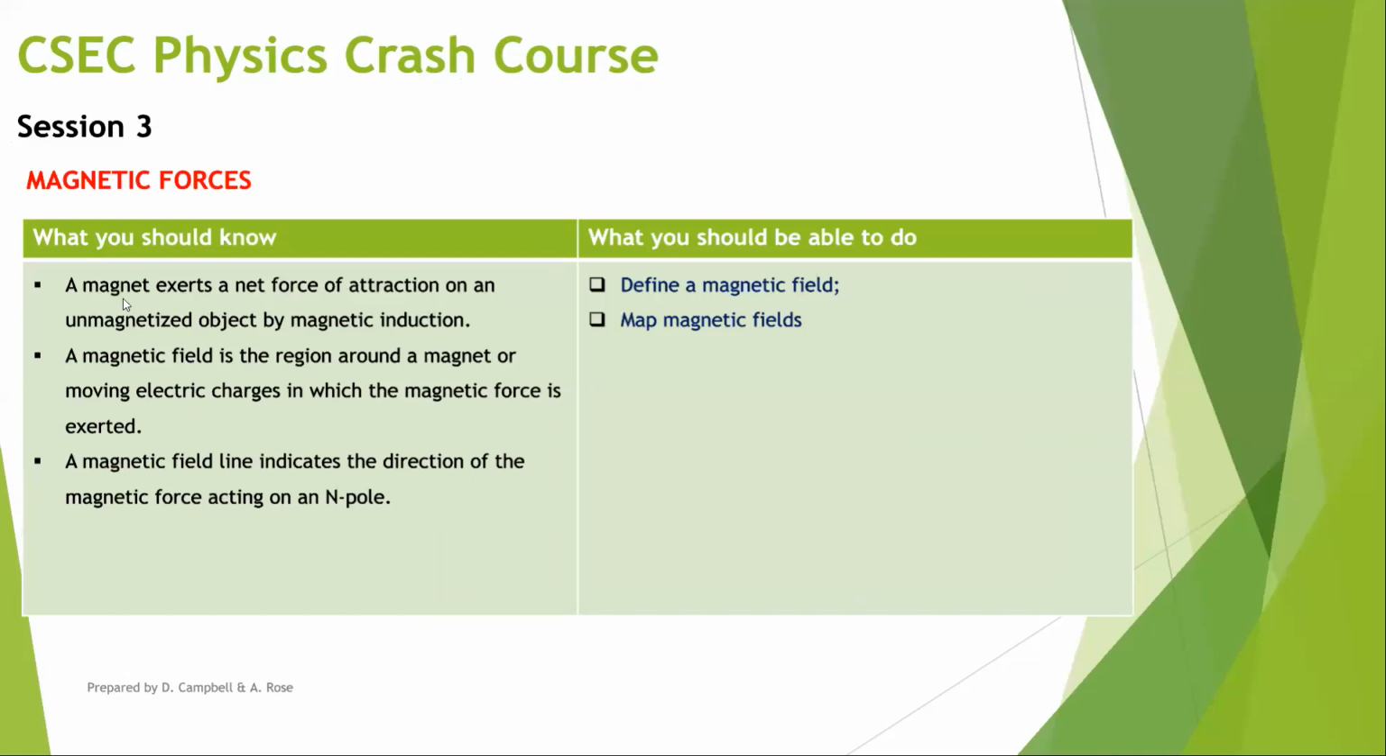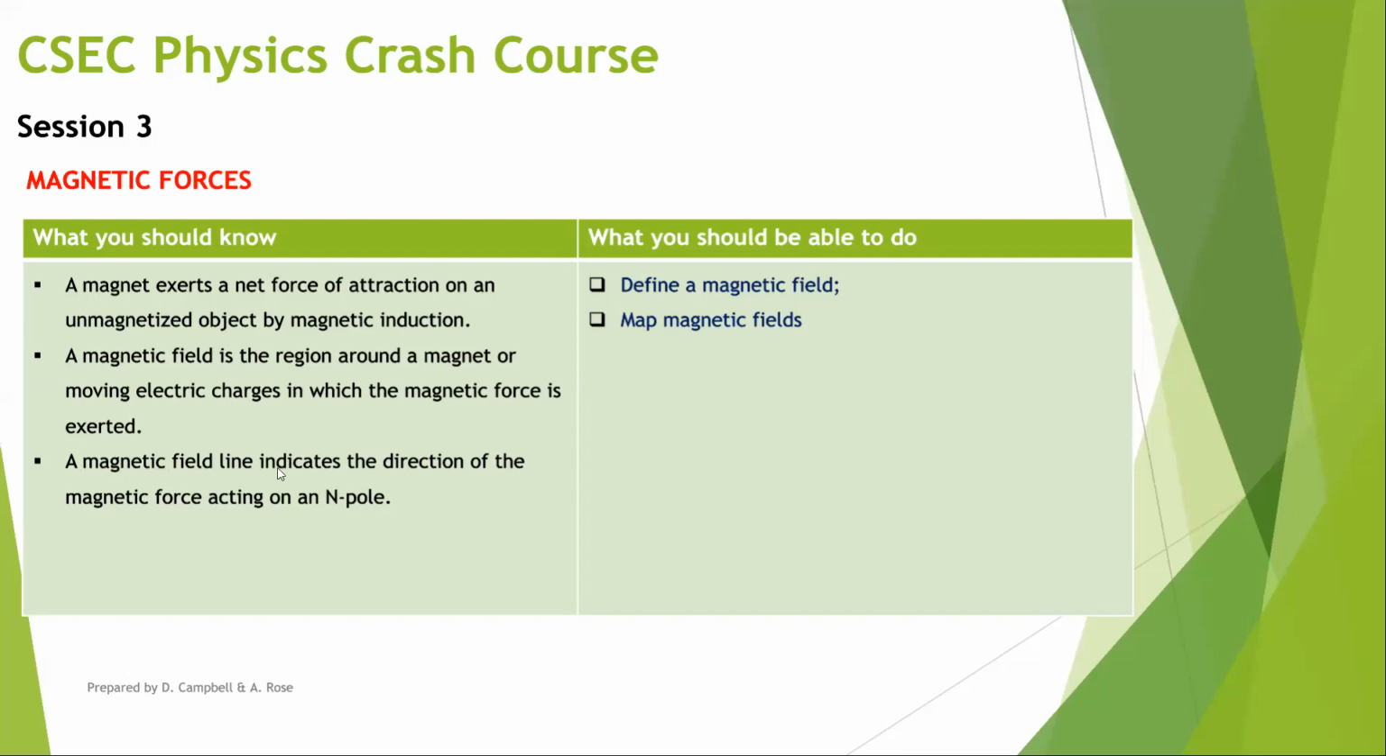Now, what you should also know is that a magnet exerts a net force of attraction on an unmagnetized object by a process called magnetic induction. So when a magnet attracts a nail, the process by which it does so is called magnetic induction. Now, the magnetic field is the region around a magnet or moving electric charges in which the magnetic force is exerted. So a magnetic field exists around a magnet, but it also exists anywhere you have moving electric charges.